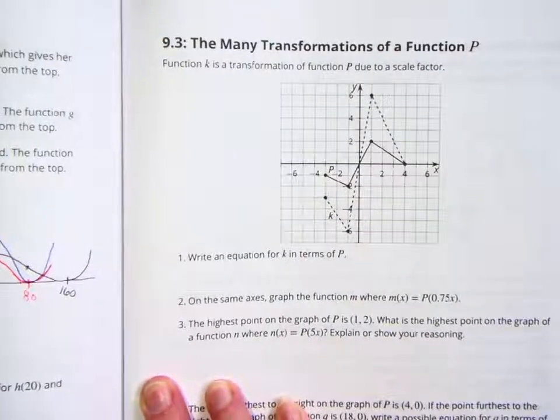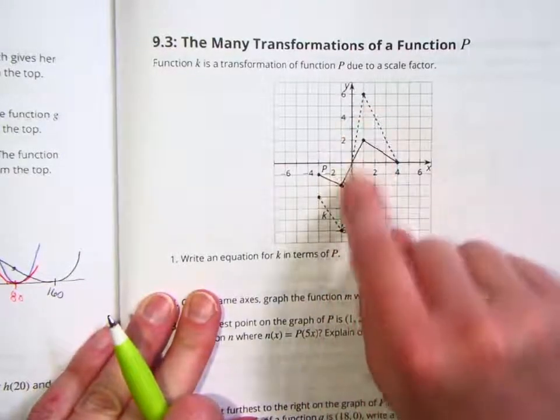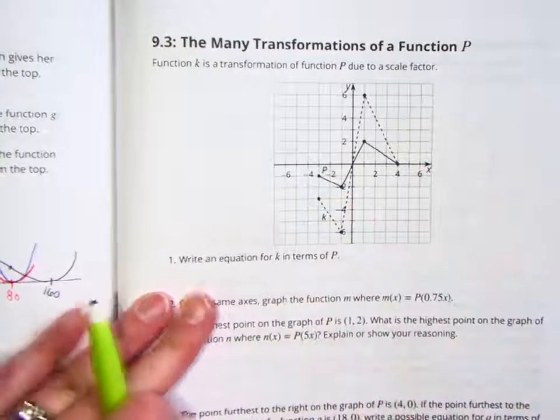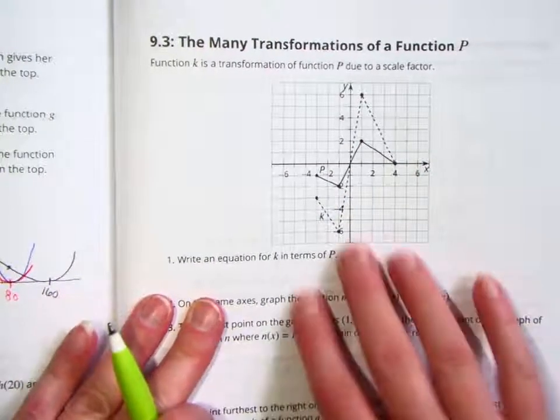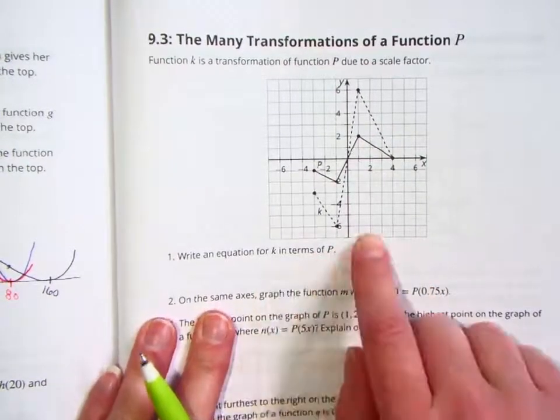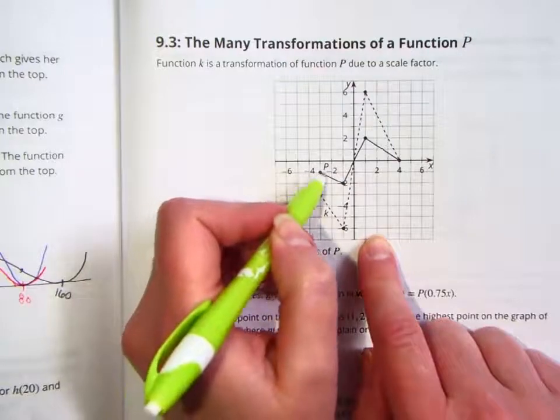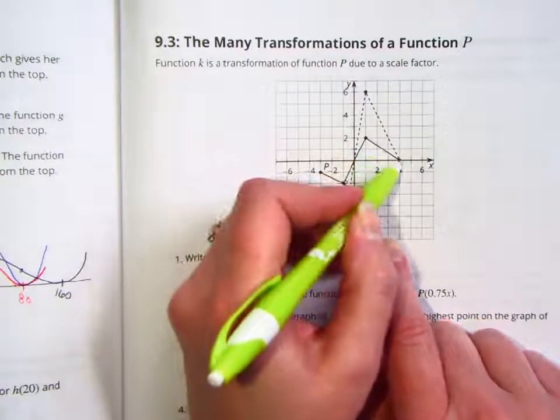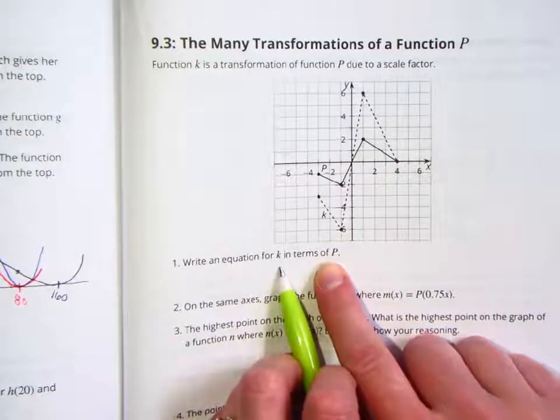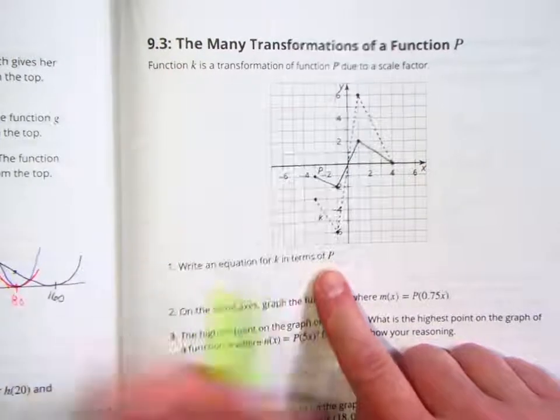Let's look at the many transformations of a function p. It's going to take us through what I can see right away is a vertical stretch first, and then we're also going to start playing with some more horizontal changes. So our first equation is the solid one, p, and it asks us to write an equation for k in terms of p. We need to figure out what the multiplier is on the outputs.